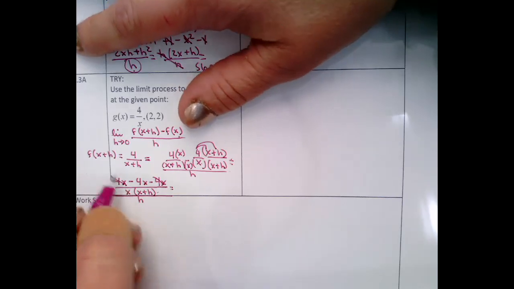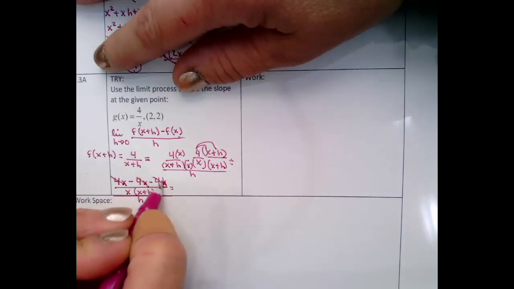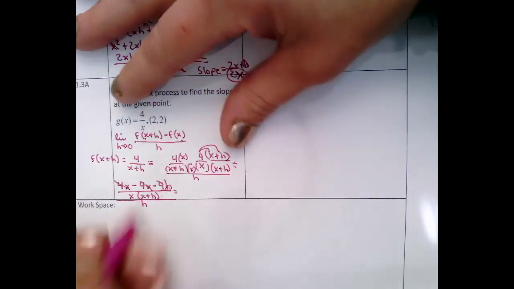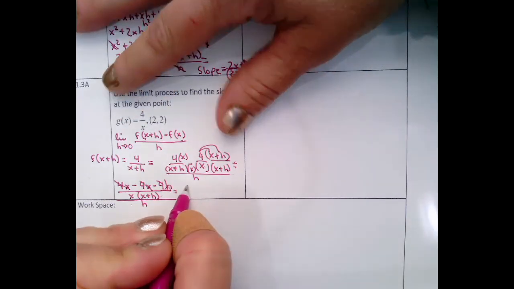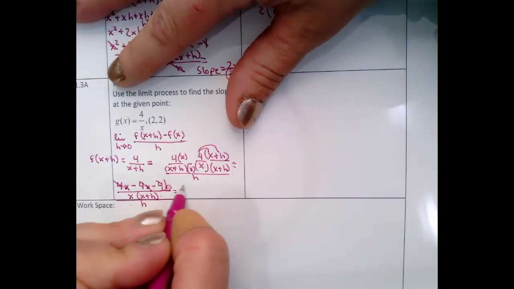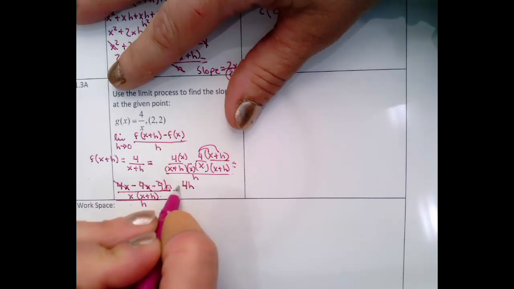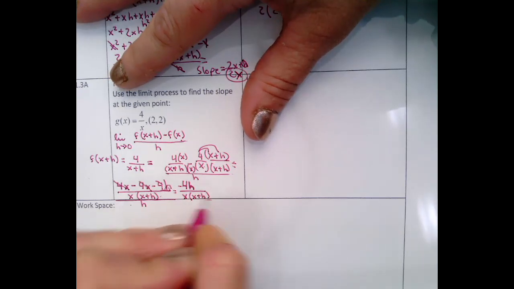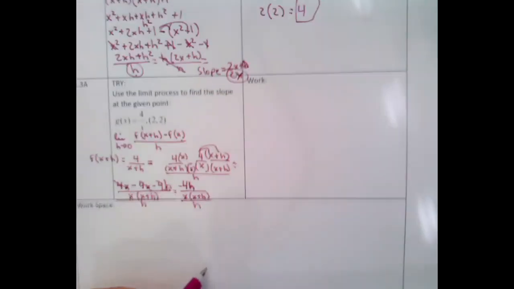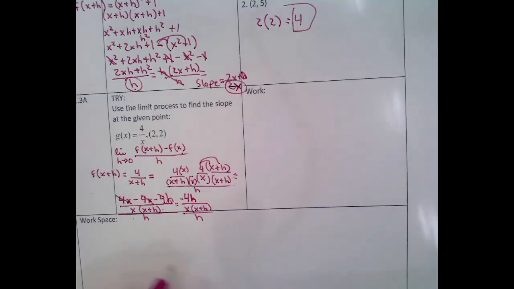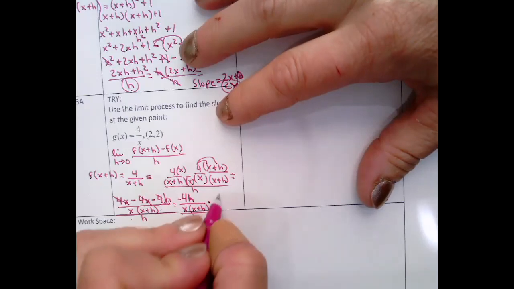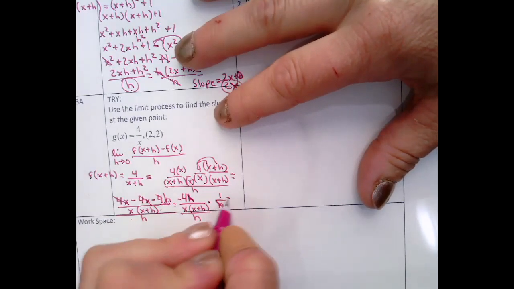Those are going to cancel. And I'm left with my minus 4h here. So I get negative 4h over x times x plus h, all over h. Well, now I'm going to have to multiply by 1 over h here. So that's going to be times 1 over h. That h is going to cancel with that one.